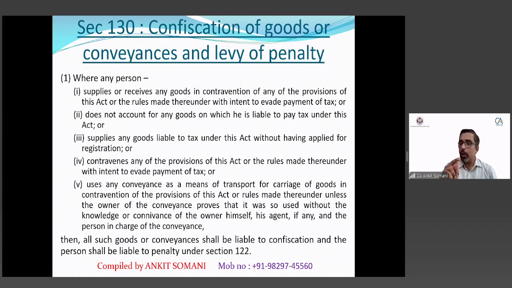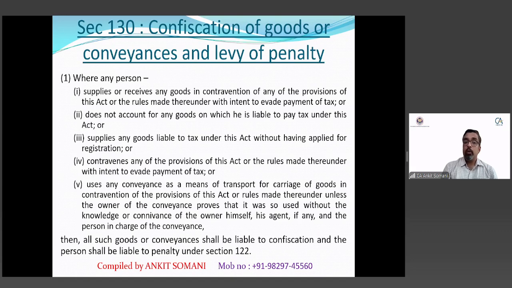Now, how is this going to be proved? For the purpose of invoking Section 130, sub-section 1, clause first, this intention to evade payment of tax is very important. Or where any person does not account for any goods on which he is liable to pay tax under this Act, or where any person supplies any goods liable to tax under this Act without having applied for registration, whereby registration under Section 24 was mandatory, or he should have applied for registration by virtue of Sections 22 to 24, whereas he has not taken any registration.